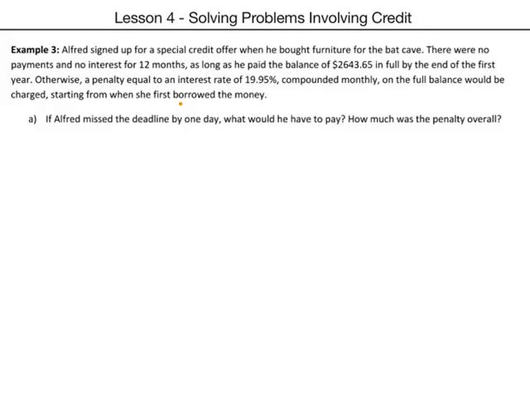All right, example 3. Alfred is signed up for a special line of credit offer when he bought furniture for the Batcave. There were no payments and no interest for 12 months, as long as he paid the balance of $2,643.65 in full by the end of the first year. Otherwise, a penalty equal to an interest rate of 19.95% compounded monthly on the full balance would be charged starting from when he first borrowed the money. So this is a good example of you have no interest for a year, but as soon as it's 1 day later, your interest gets calculated back to when you bought it, not from that day.